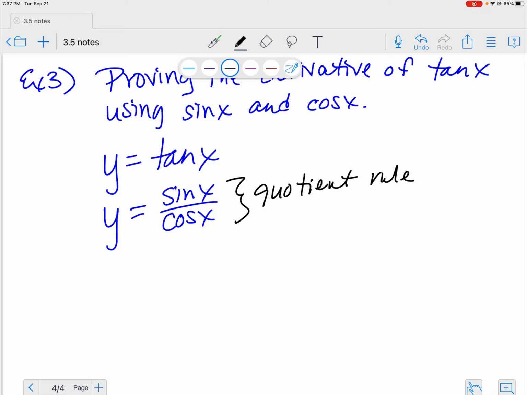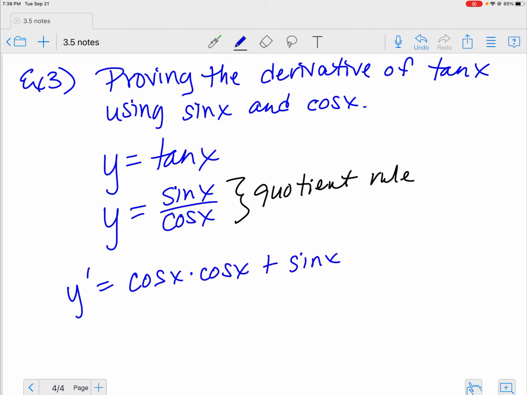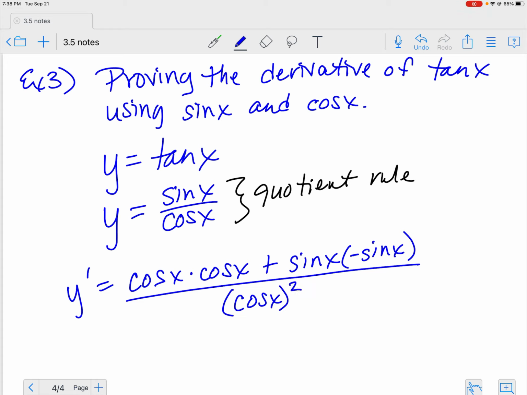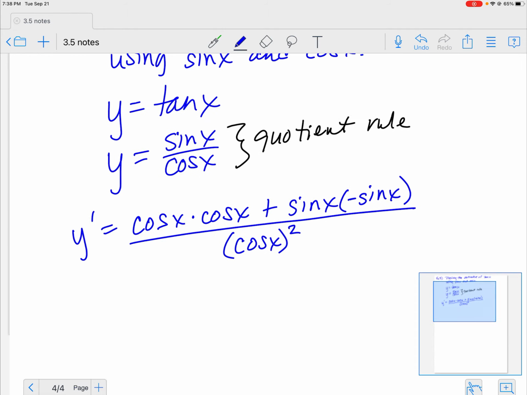Okay, so let's do it. And you'll see why we just memorize it, so we don't have to figure this out every time. But it's good to know. So the derivative of the top, so the derivative of sine is cosine, times the bottom, plus the top, times the derivative of the bottom. We know the derivative of cosine is negative sine, all over the bottom squared, right? Okay, let's clean this up a little bit.